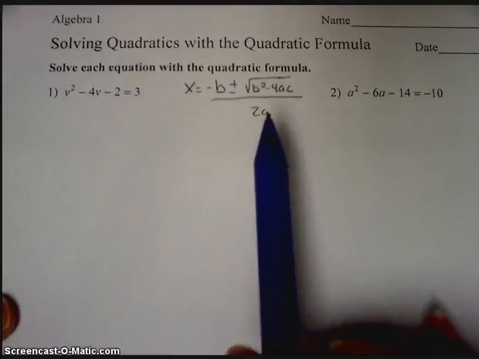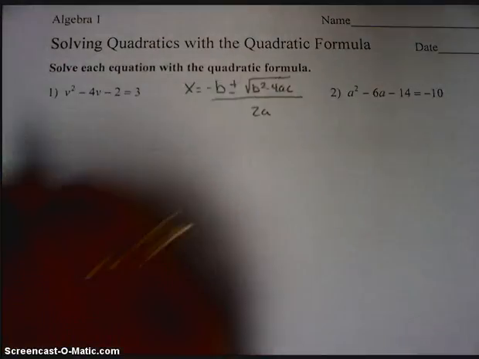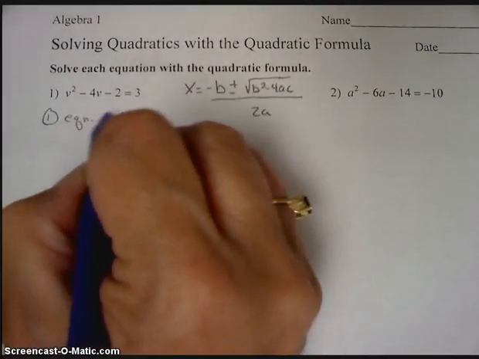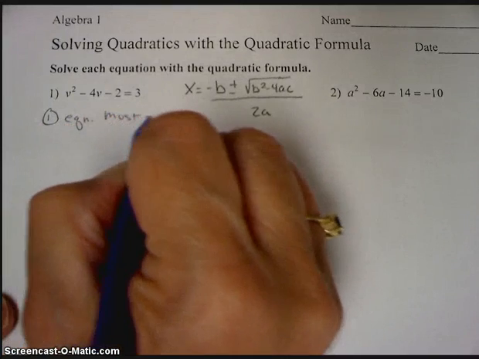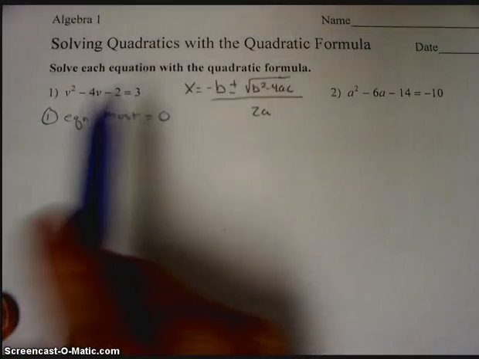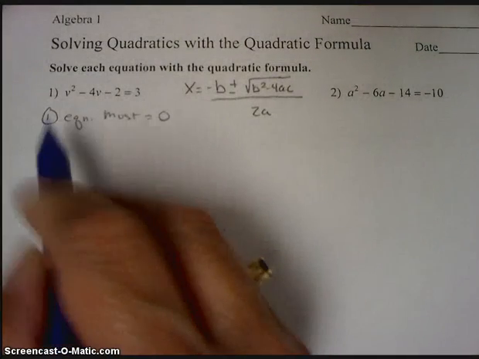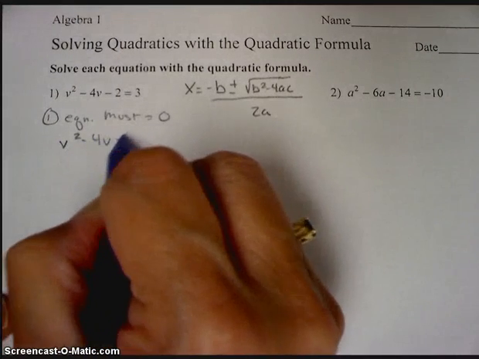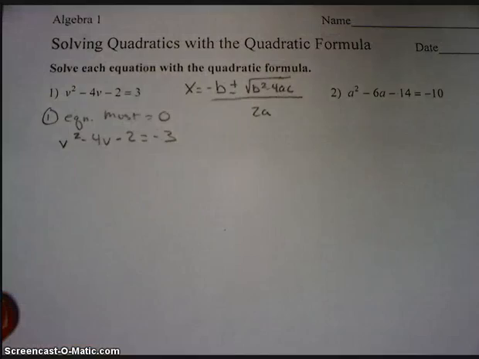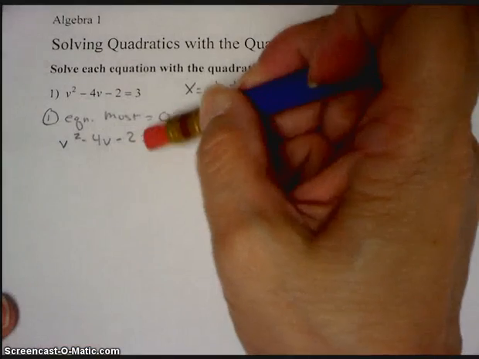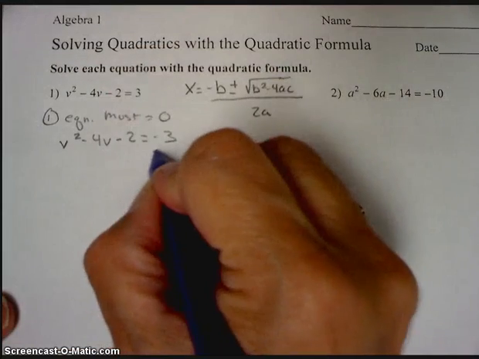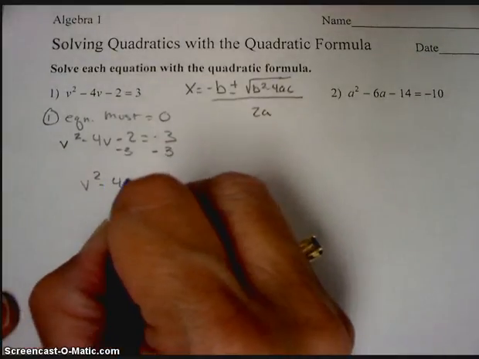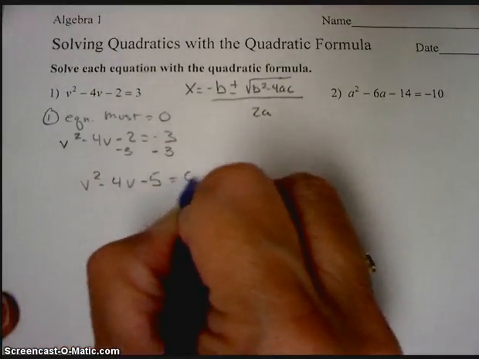Alright, the first thing you need to remember is that you have to have this set equal to 0. So one side of the equation must equal 0. I notice here it's not, so I'm going to subtract. I have v squared minus 4v minus 2 equals 3. I need to set that equal to 0. Sorry, it's positive 3, thinking ahead here. So I'm going to subtract 3, and then I have v squared minus 4v minus 5 is equal to 0.